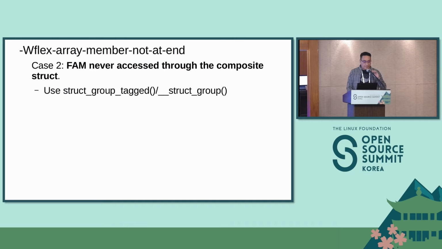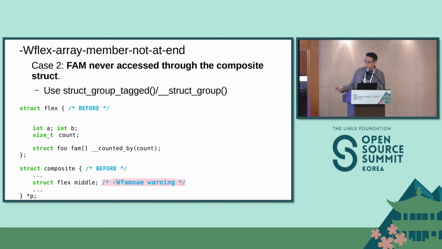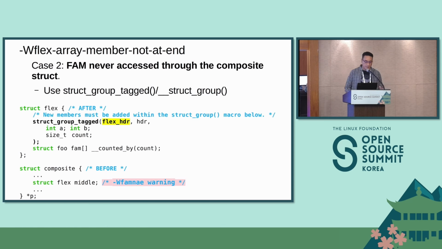So a solution for this is to use the struct group helper. Yesterday we were reviewing a little bit about the internals of this helper, and I was saying that this is a family of helpers. In this case, we are going to use struct group tag, and I'm going to explain how this works. Instead of creating a newly separated type, we are going to enclose the header part of the flexible structure with the help of struct group. And this flex header is a tag that we need to pass to struct group.